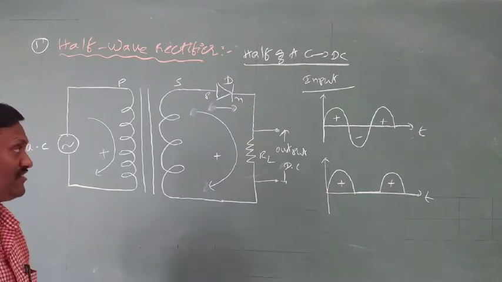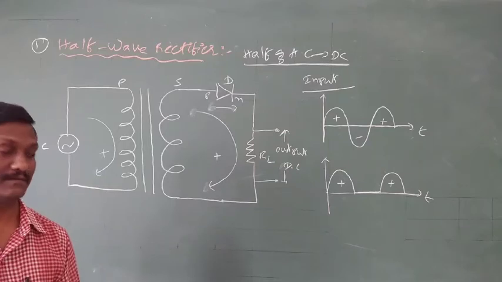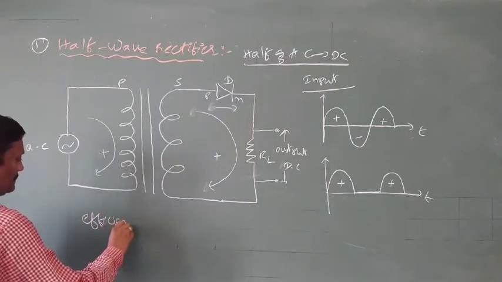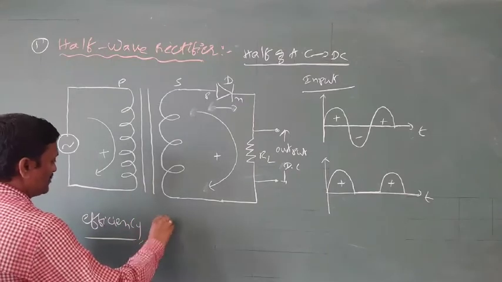Next, in the case of a half wave rectifier, what is the efficiency? Generally, what is meant by efficiency? The symbol of efficiency is beta.